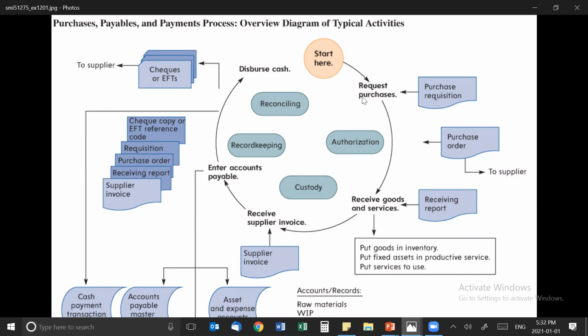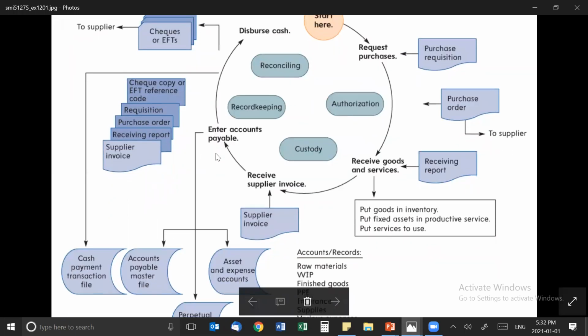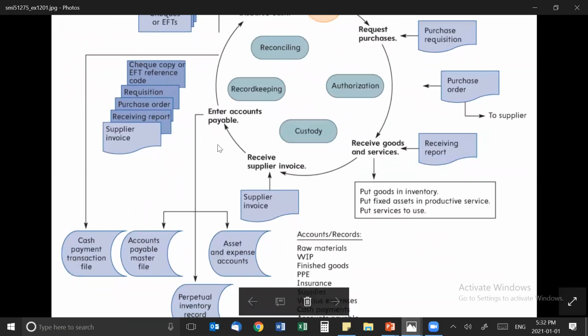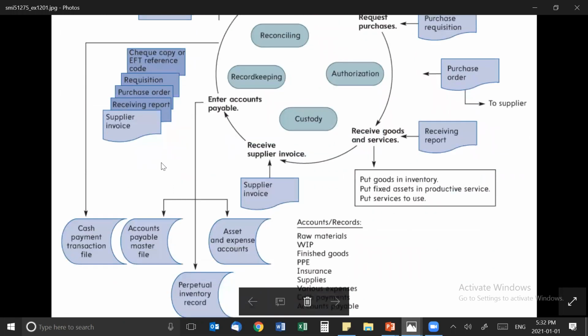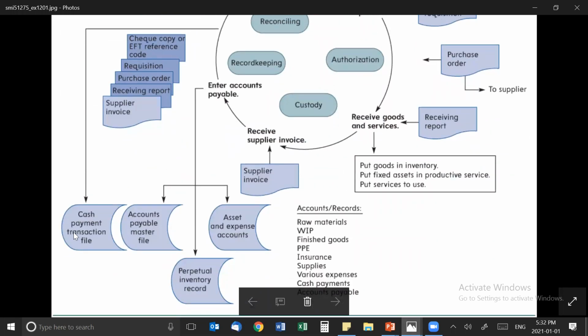Then you would receive a supplier's invoice, and then enter the accounts payable from the invoice, and then pay the cash. Okay, so checks or EFTs or cash, and then you would have the requisition, EFT reference code, purchase order, receiving report, and supplier's invoice, and then the cash payment would make it into the cash payment transaction file.